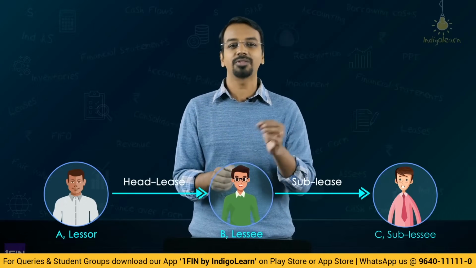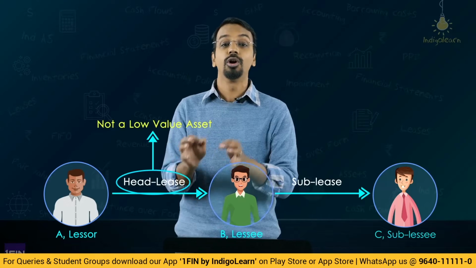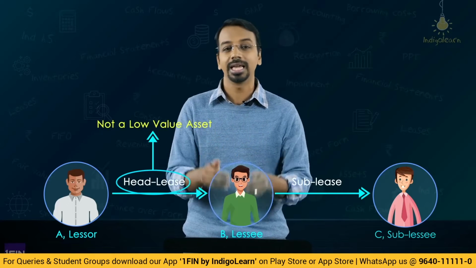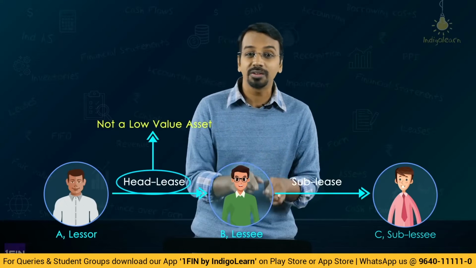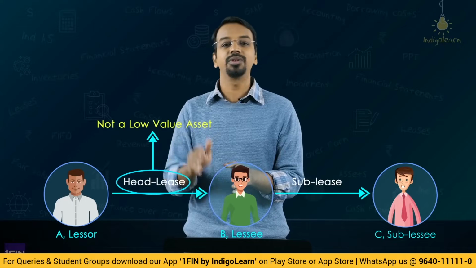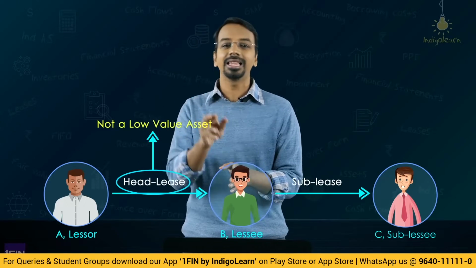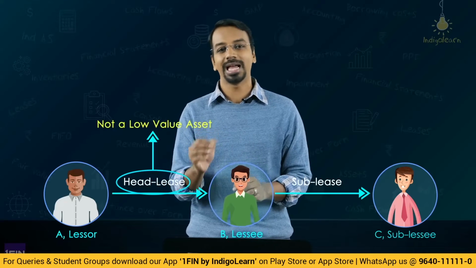Now what the standard says is, if there will be a sublease of the asset, then the head lease does not qualify as a low value asset. Meaning to say, if the lessee gives off that asset on a sublease or intends to give that asset on a sublease, then the head lease, the lease between the original lessor, that is A, and the lessee B cannot be classified as a lease of low value assets.